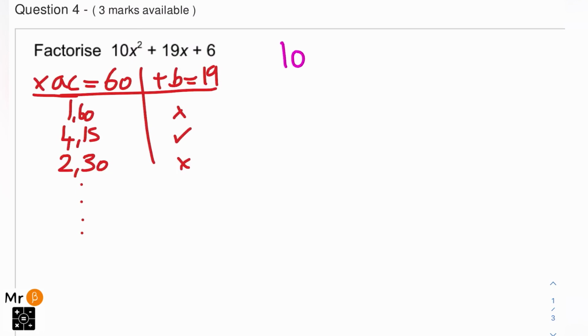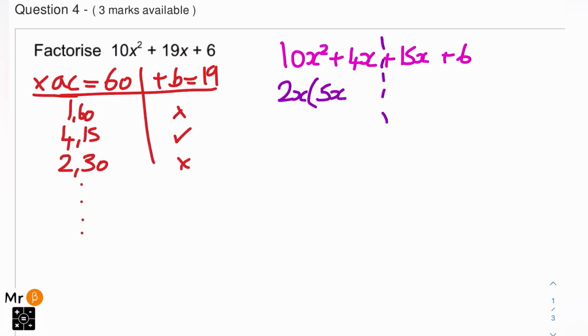So we have 10x squared plus 4x plus 15x plus 6. We split our quadratic down the middle and we factorise each side into single brackets. So we look for our highest common factor in 10x squared and 4x, which is 2x. That leaves us with 5x plus 2. And we do exactly the same on the right hand side.